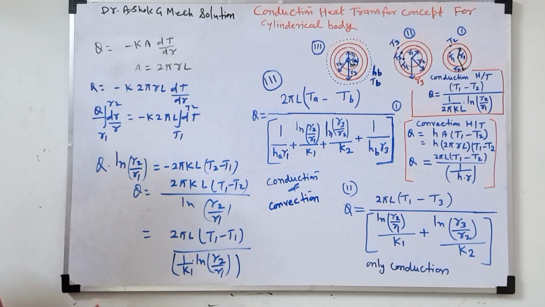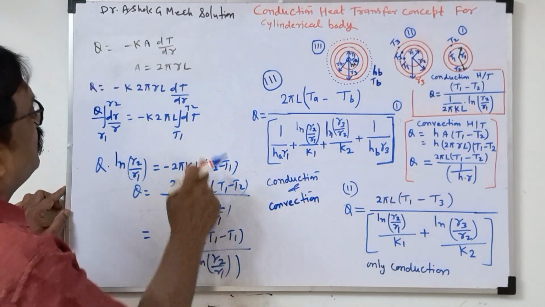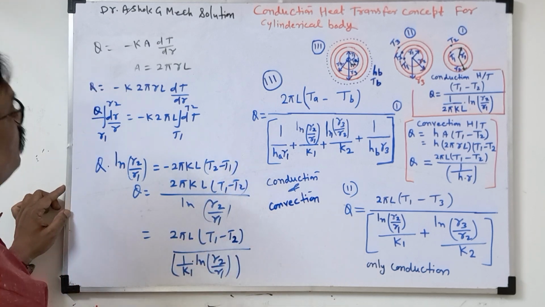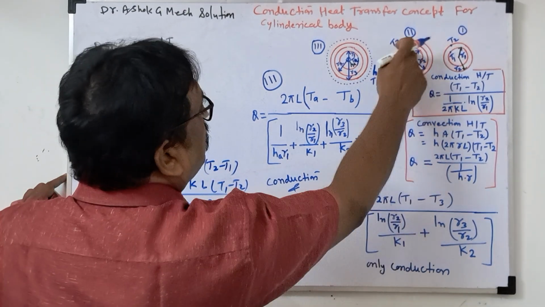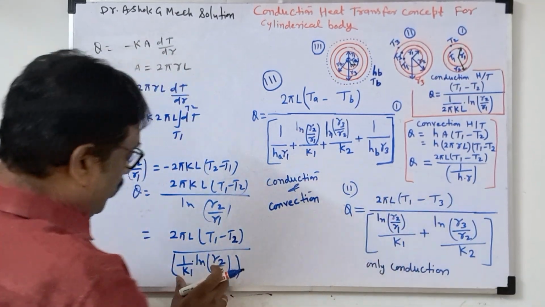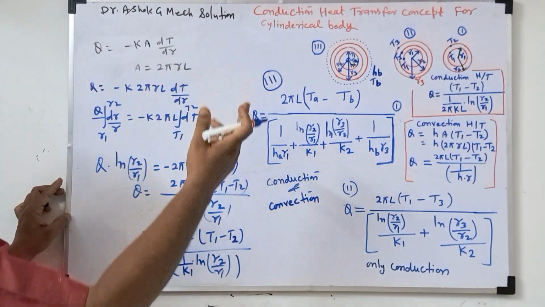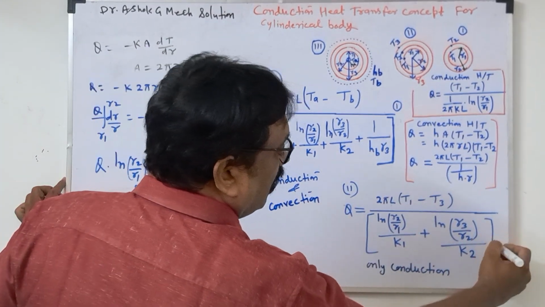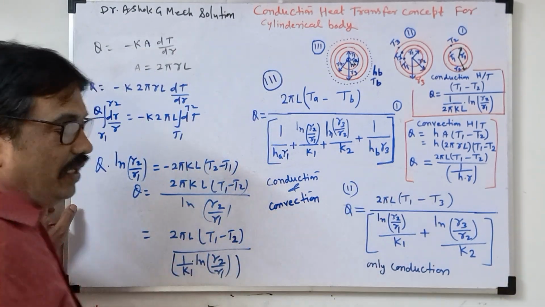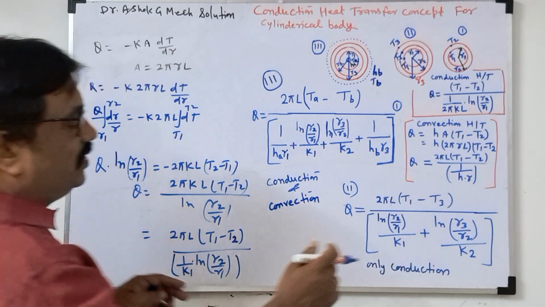Now what trick do you have to remember? Suppose two blocks are there. Then the overall temperature difference is T1 minus T3 for two cylindrical walls, with the thermal resistance for block 1 plus the thermal resistance for block 2. If a third is there, add one more time ln R4 by R3 by K3 for conduction only. The temperature will be T1 minus T4, with 2 pi L there. This is the general form.